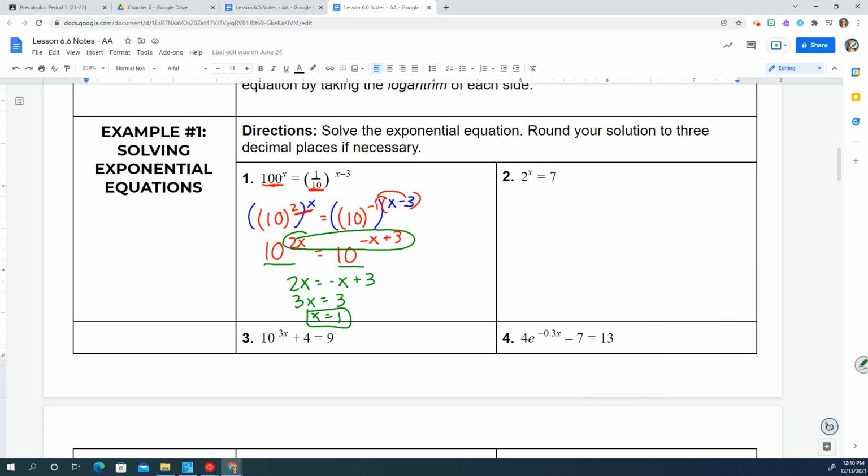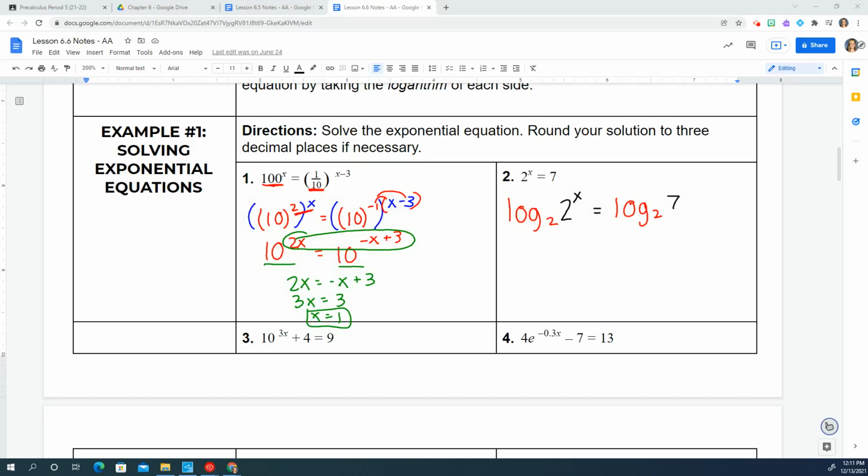This is not 2 times x. This is 2 to the power of x. So I need to undo the base of 2. The inverse operation of exponents or exponential functions are log functions. So how I can undo a base of 2 is I can take log base 2, because that's the base on this exponential equation, log base 2 of both sides of the equation. All right, so here's my equation: 2 to the x equals 7. So I took log base 2 of both sides.